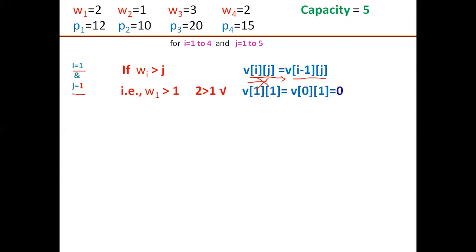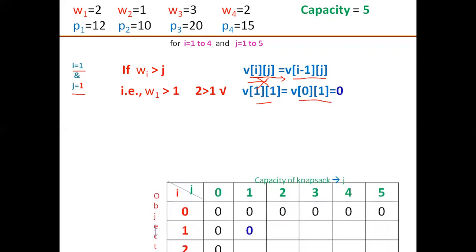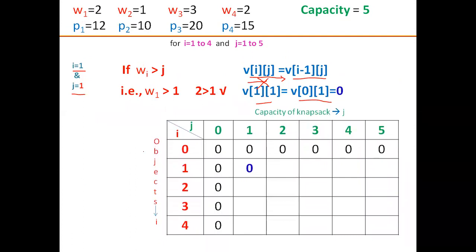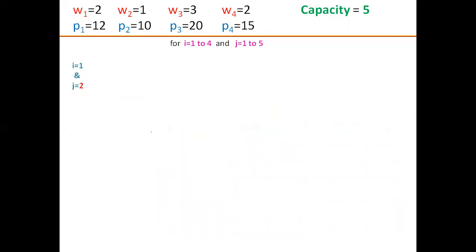Here W1, the weight of object 1, is 2, capacity is 1, weight is greater than capacity, I can't add it, and so my V[1][1] remains the same as V[0][1]. You see here my V11 is the same as V01. My current profit is the same as my previous profit because weight is greater than capacity. So next condition, we'll check.